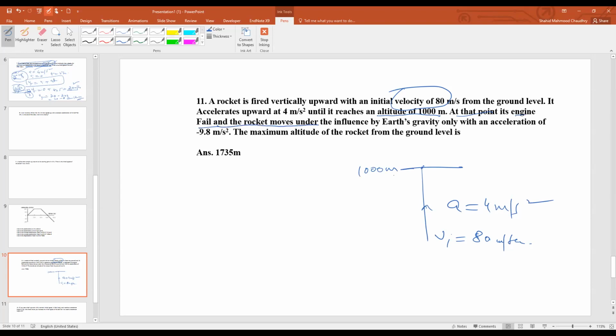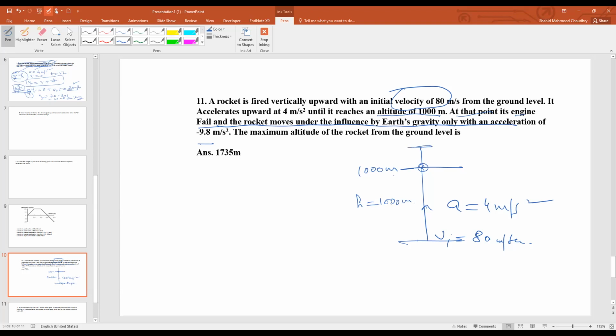And the rocket moves under the influence of Earth's gravity only, with an acceleration of minus 9.8 meters per second squared. So when it reaches this level, from the ground level to this level, the distance is how much? Its height is 100 meters. And the engine fails. When the engine fails, will it stop here? No. With this velocity, it will move some distance forward.